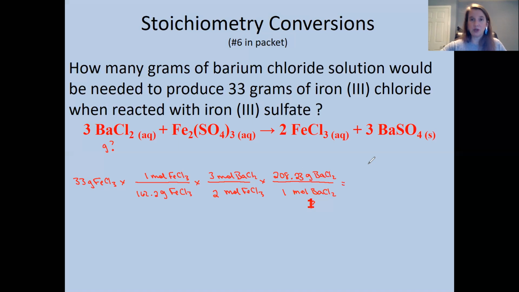Now I solve. Make sure you plug this into your calculator to make sure you're getting the same answer as me. I personally would take 33, divide it by 162.2 because it's in the bottom, times 3 because it's in the top, divided by 2 because it's in the bottom, times 208.23 because that's in the top. I only get 2 sig figs because of 33, so that means my answer would be recorded as 64 grams of BaCl2. Okay? Hopefully that makes sense.